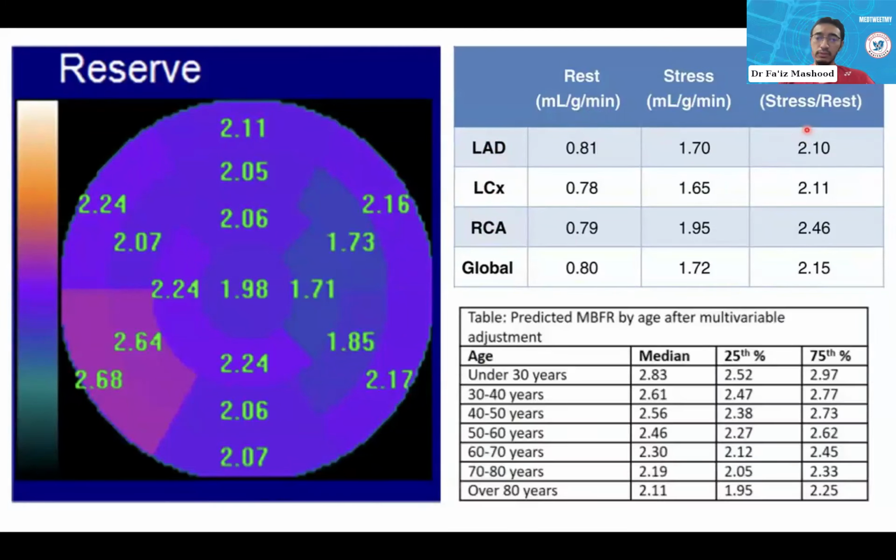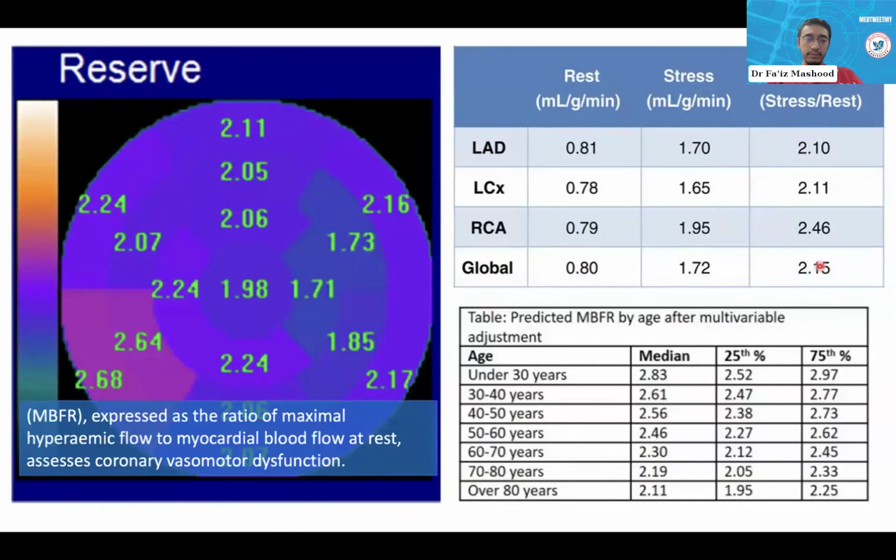But of course, if you want to go into details, certain studies have shown that, as you age, the normal value of MBFR reduces. So it ranges from 2.1 to 2.8, all right? So like, for instance, this LAD more than 2, LCX more than 2, and RCA more than 2 as well. And the average global means average for all of the territories more than 2. So we can safely say that this is a normal MBFR for all the 3 vessels.